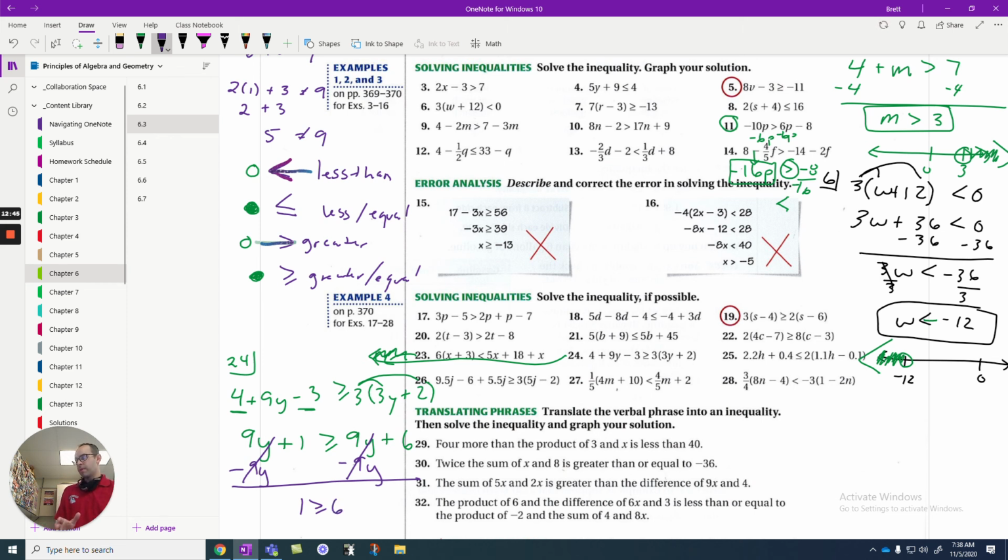Now you might not remember this, but there were problems when we were doing systems of equations and we were trying to solve them. There were some that ended up with a false statement, some that ended up with a true statement. So if all your variables cancel and you get true, that means there's infinitely many solutions because it's always true. If it's false, that means there's no solution. So ask ourselves this question: is 1 greater than or equal to 6? The answer is no. That's false. So there is no solution to number 24.